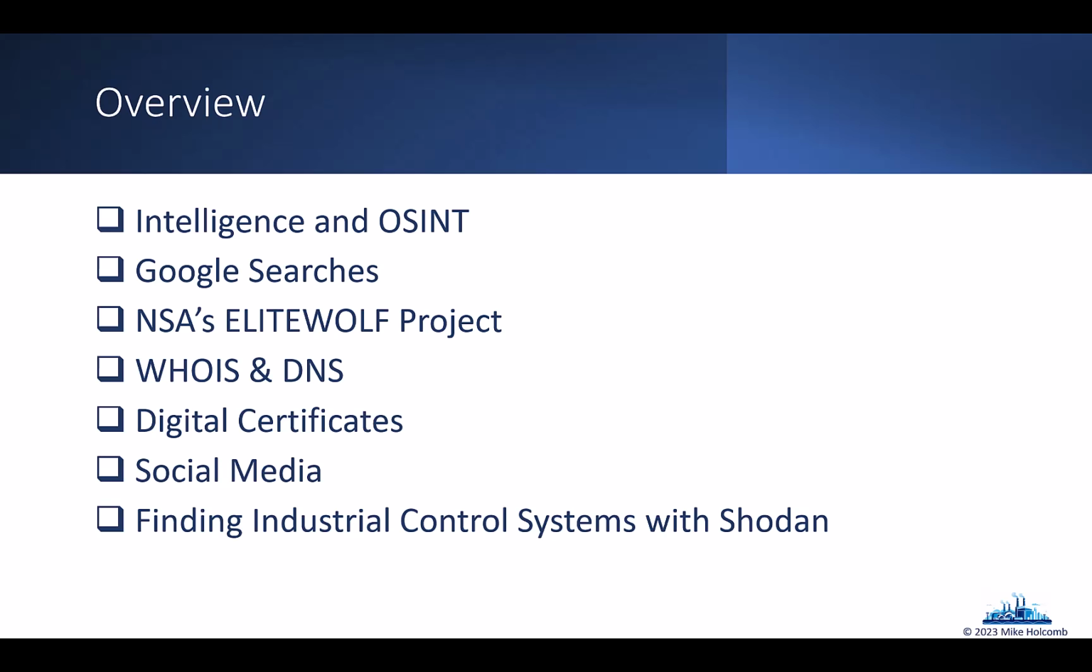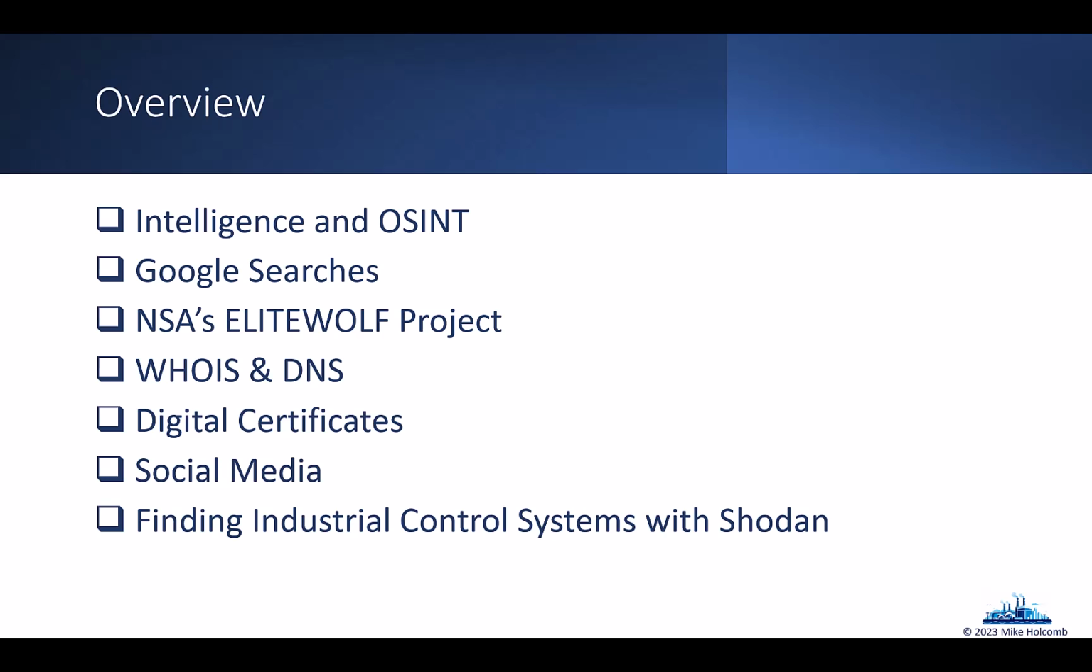We'll touch on the NSA a little bit. They released a project called ELITEWOLF, which really is just a set of Snort rules that we can reverse engineer to come up with some Google searches that will allow us to find control systems connected to the internet. That's one thing we're going to look at.